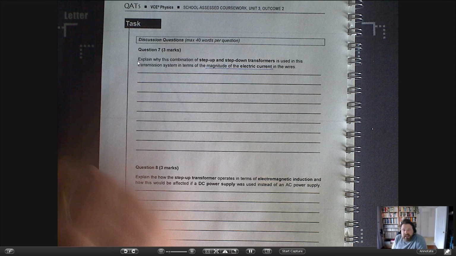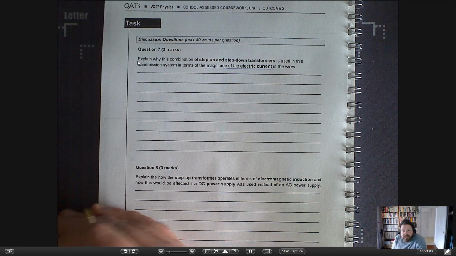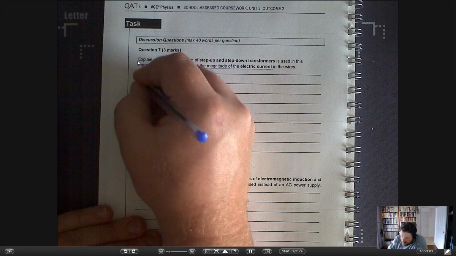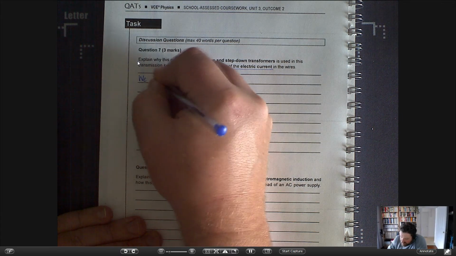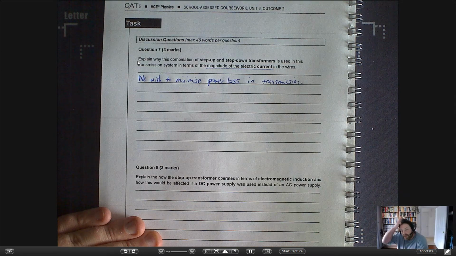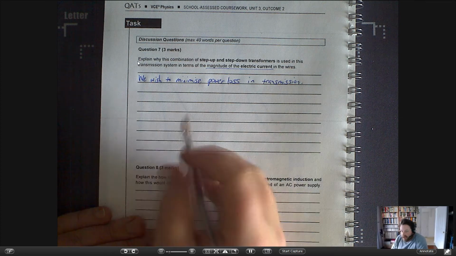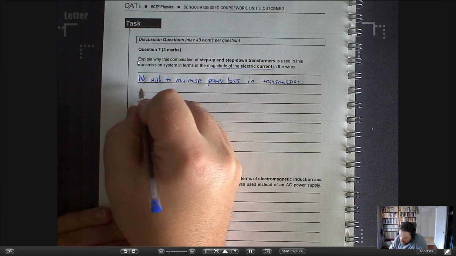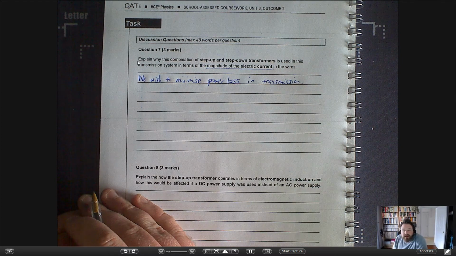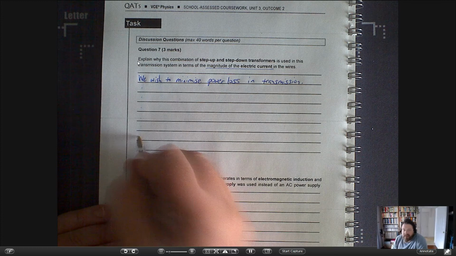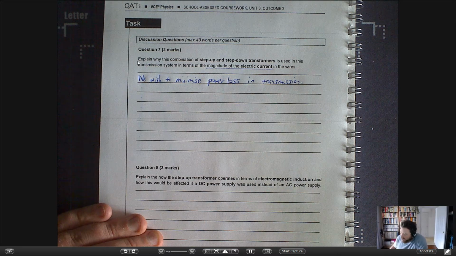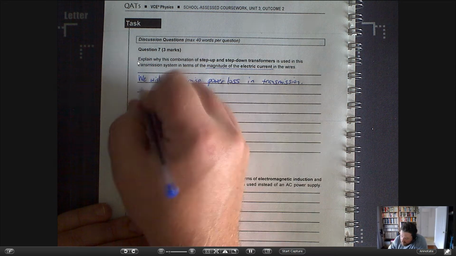Well, you want to be really clear about stating what the whole aim of this is, what the point of it is. So let's make our first sentence: we wish to minimize power loss in transmission. Then we want to build the case for what sorts of things would contribute towards power loss in transmission, and then we want to end by saying that's why we did X, Y, and Z.